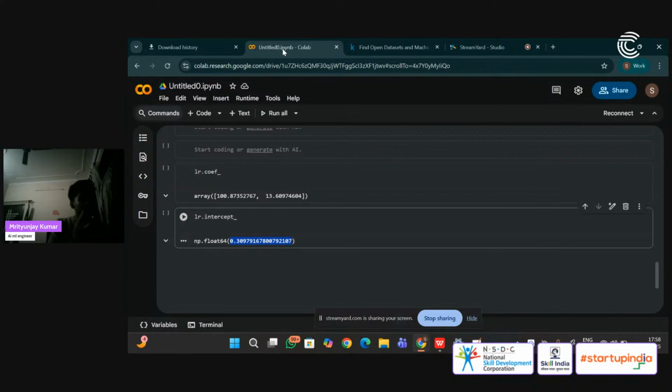Why? Because in linear regression we can create only a single line. But for more complex data, we have to go through neural networks. That's why tomorrow we will go through neural networks, and we will see how a neural network is working.